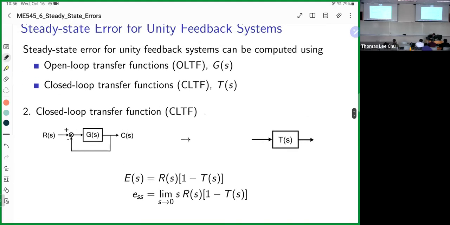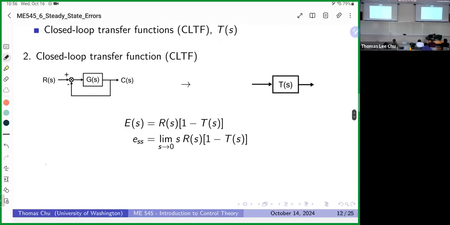The open loop transfer function is usually easier to find, but using the closed loop transfer function is perfectly valid. The reason is that usually you're given a plant and they have a feedback. If you do the feedback, you have to do a little bit of arithmetic to find the closed loop transfer function. So it's just an extra step.